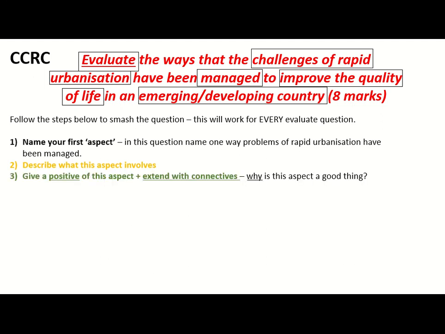Then, this is where it starts to get a bit different. Give a positive of that aspect, so a positive of that management technique, and extend it. Why is this management method successful?